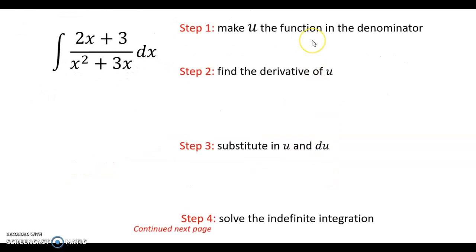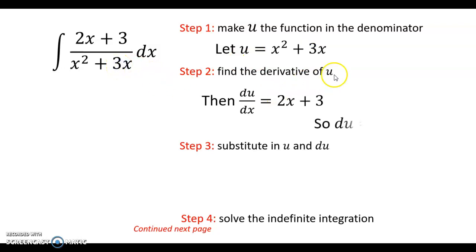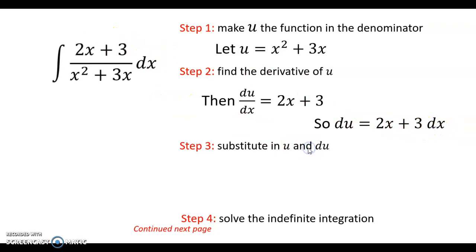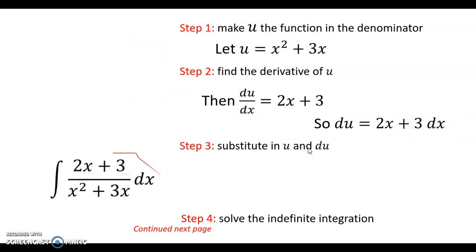So, step 1, we just say u is whatever's in the bottom. Step 2, we find the derivative of what u is. And we can rewrite this so that it has the dx on one side and du on the other. It's a notation thing. And this looks exactly like what we have on the top, so we're good to go. Substitute in what u and du are.